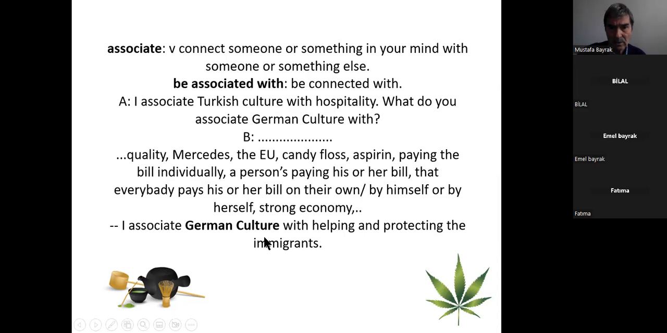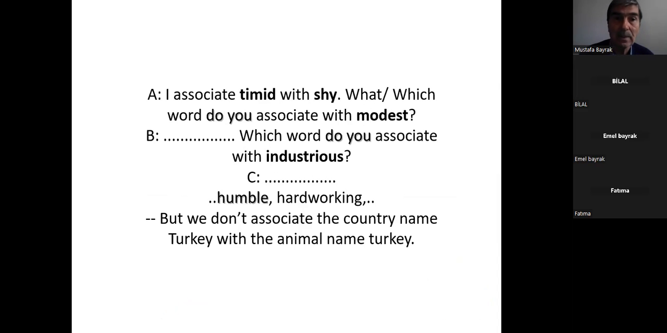Okay. I associate German culture with helping and protecting the immigrants. Yeah, this is a fact. This is a reality. Or helping and protecting the immigrants is associated with German culture, German mindset, German mindfulness. Okay. I associate timid with shy, just as a verb, okay? I associate timid with shy. What or which word do you associate with modest, humble? I associate modest with humble.